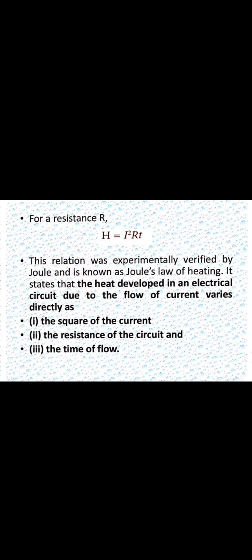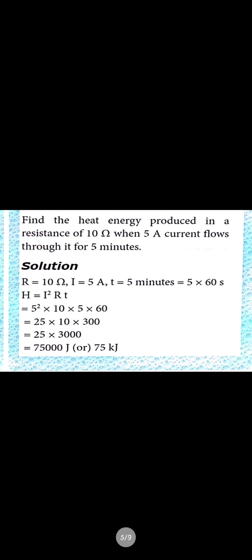So what is Joule's law? If it comes as a question, what you can write is that the heat developed by the electric circuit with the flow of current depends on the square of the current, that means it is directly proportional to the square of the current. It depends on the resistance of the circuit, directly proportional to the resistance. It depends on the time of the flow of the current, directly proportional to the time. So it is directly proportional to I square, R and T. So H can be written as I square RT. That is what Joule's law is.